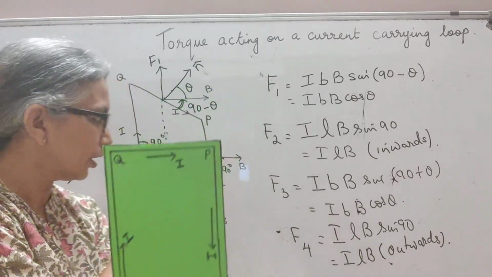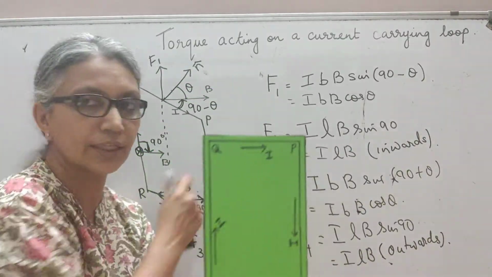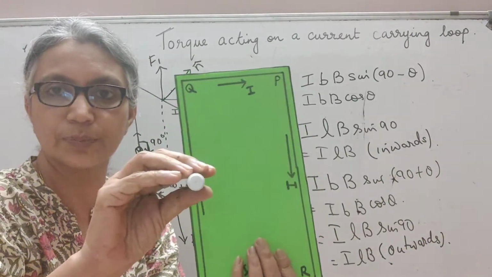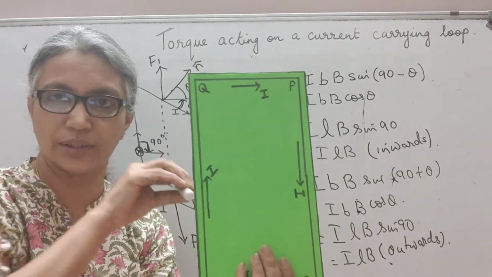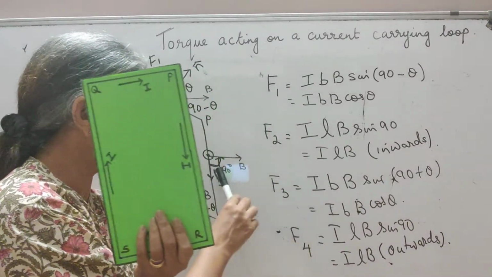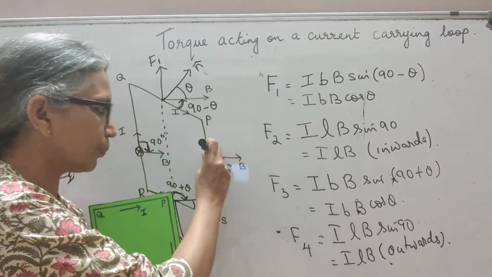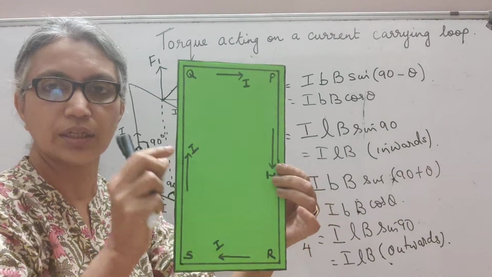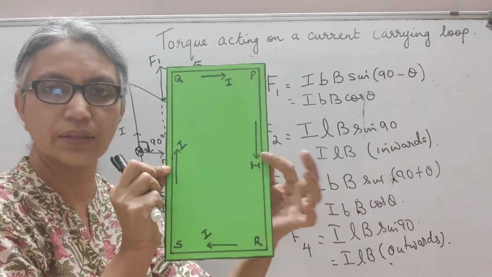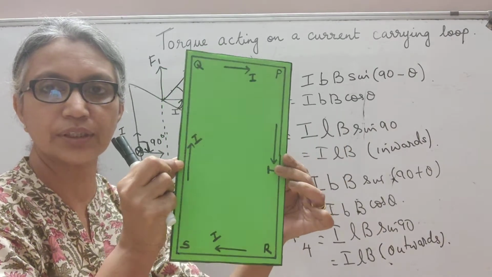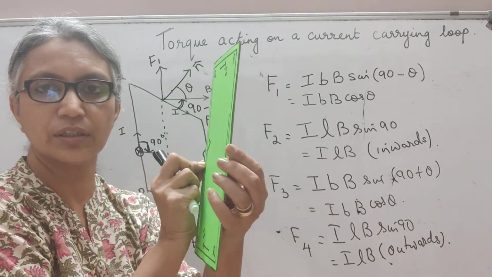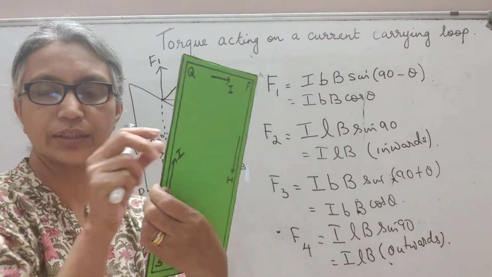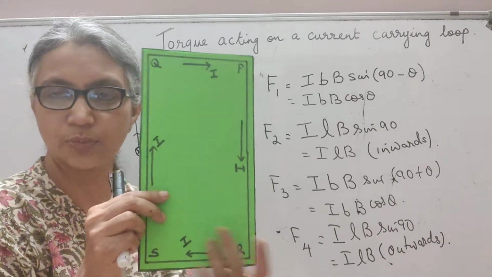But on the other hand, you will see that F2, which is ILB, the maximum force here, is an inward force. That means it is pushing this inwards, like this. And you have F4, which is an outward force, pushing it out with ILB. So you will see, there is one force pushing it in. This is pulling it out. And you will see now it will experience a torque, which will turn the loop in the magnetic field like this. Okay. So once more, I'll repeat.